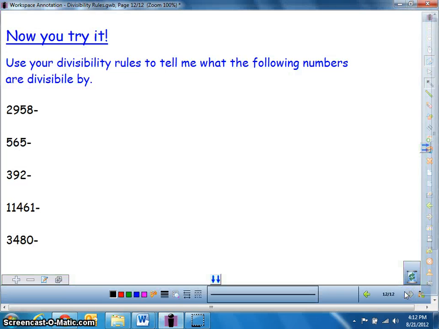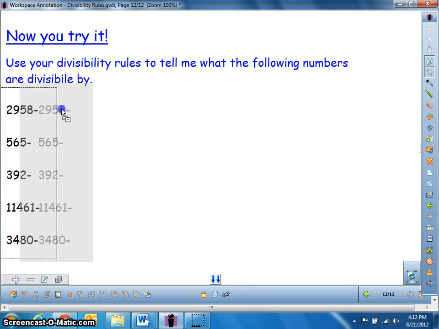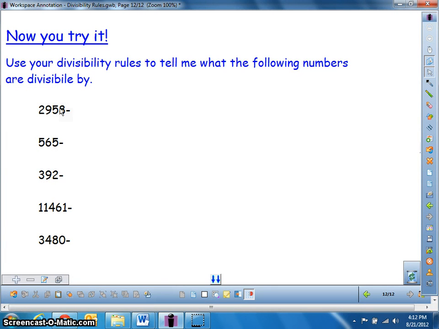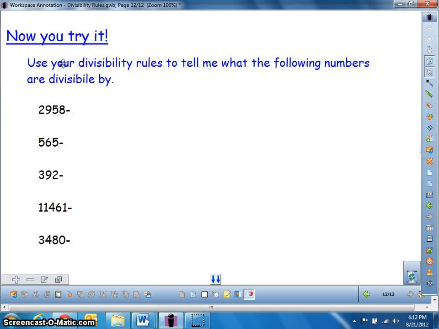So now I have a few questions for you to go ahead and try out. I want you to use your divisibility rules to tell me what the following numbers are divisible by. Looks like my page is a little off, so I'm going to move it over here for you. There we go. That makes it a little bit easier. What I want you to do here is go through and start with 2. Is it divisible by 2?